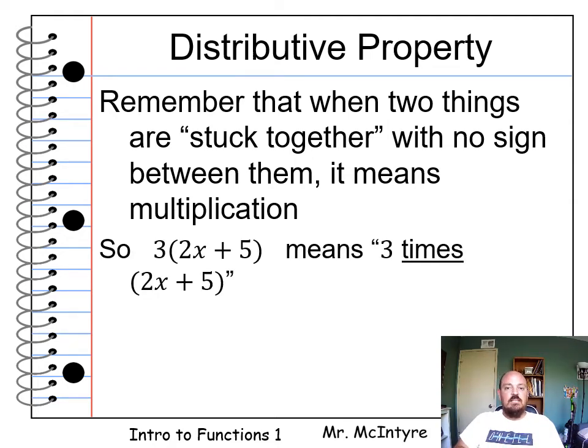So if you think about that example I just gave you, I had a 3, and then in parentheses I had a 2x plus 5, and there was no sign in between them. It didn't say 3 plus 2x plus 5, or 3 divided by 2x plus 5. They were just stuck together, and what that means is 3 times 2x plus 5.